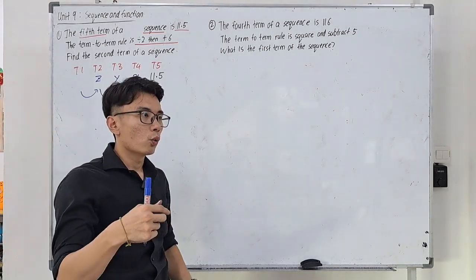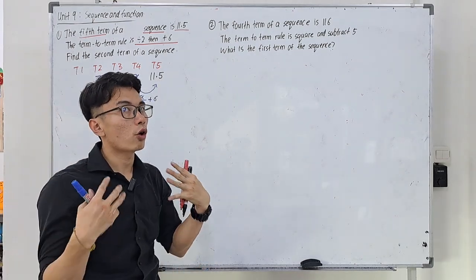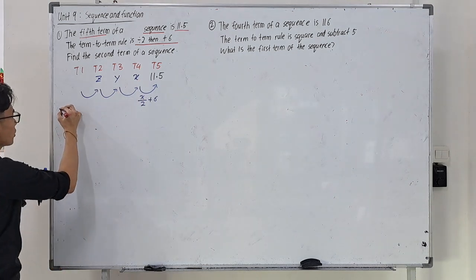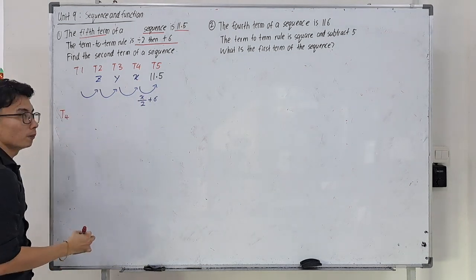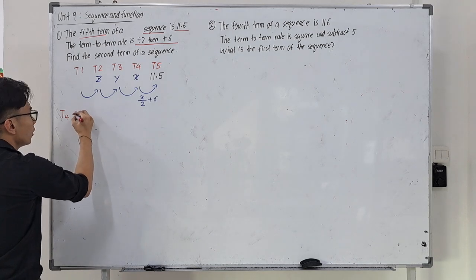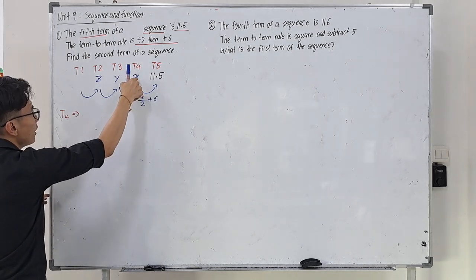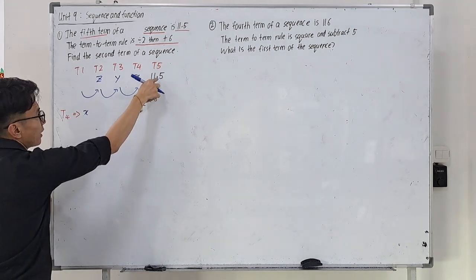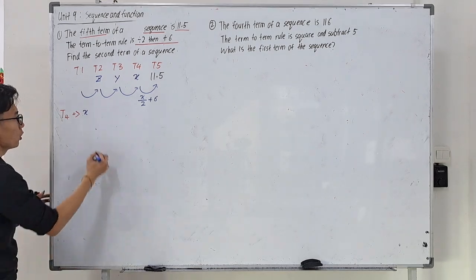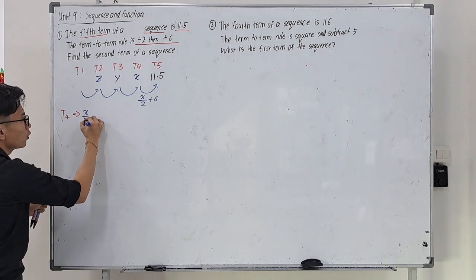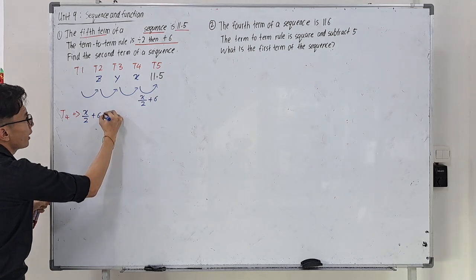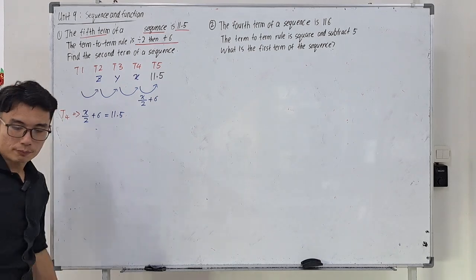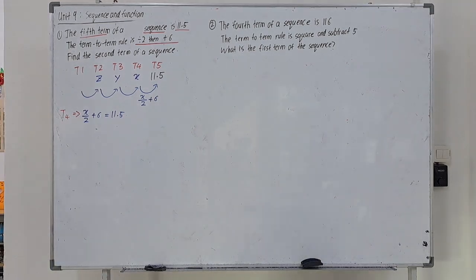Like I said, the moment you have all these things, the next thing is to construct an equation. Since I need to get to here first, I am interested to find term number 4. To find term number 4, it's going to be whatever number is here, which is x, and I have to go through this term to term rule, and that will give me this. So my equation will be written in this way: x over 2 plus 6 equals 11.5. Let me get my calculator very fast.